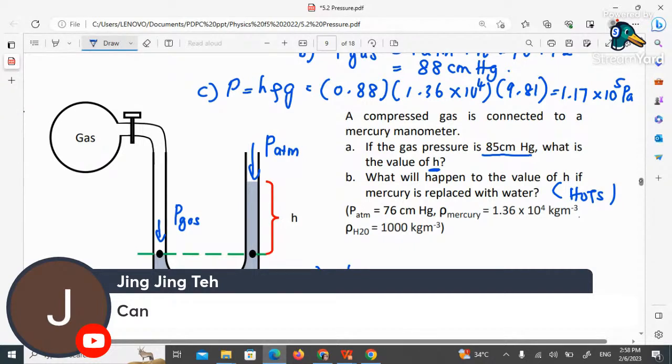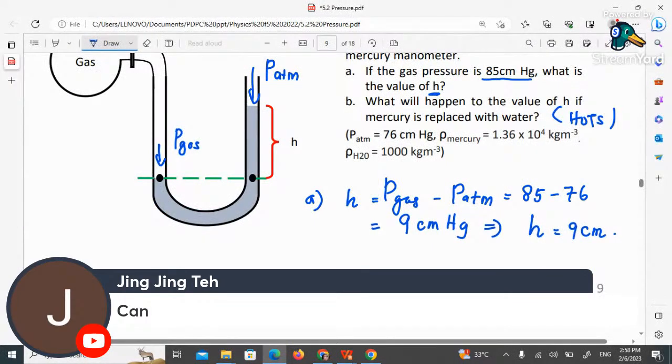H equals to P gas minus atmospheric pressure. So we get equals to 85 minus 76. This we get 9, is it 9? Yeah, 9 cm mercury, the pressure. Or we can say the value of H equals to 9 centimeter. Okay.